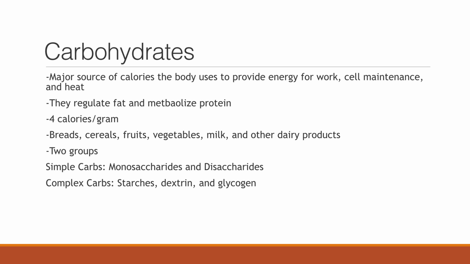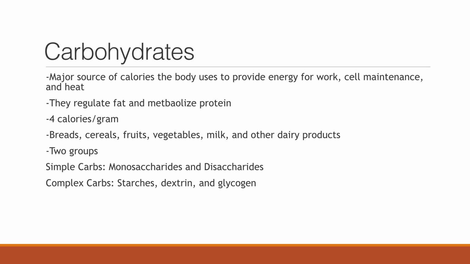Carbohydrates are the major source of calories the body uses to provide energy for work, cell maintenance, and heat. They also help regulate fat and metabolize protein. Each gram of carbohydrate provides the body with 4 calories. Major sources of carbohydrates are breads, cereals, fruits, vegetables, milk, and other dairy products.